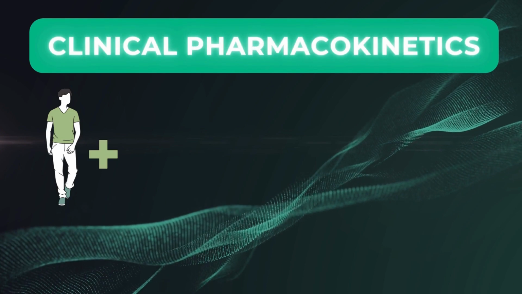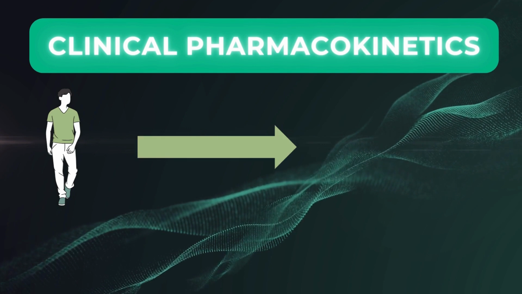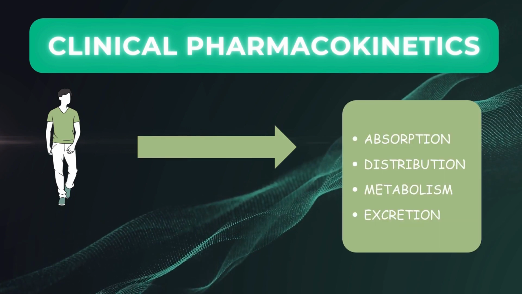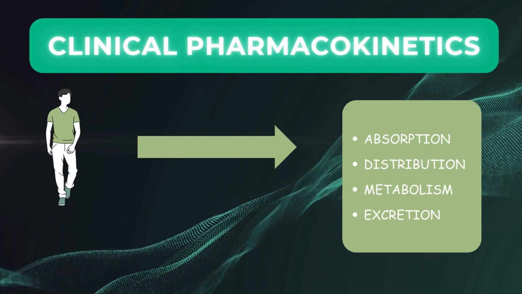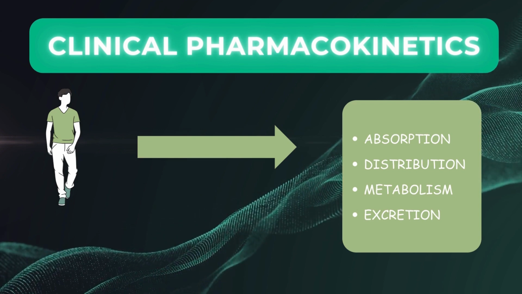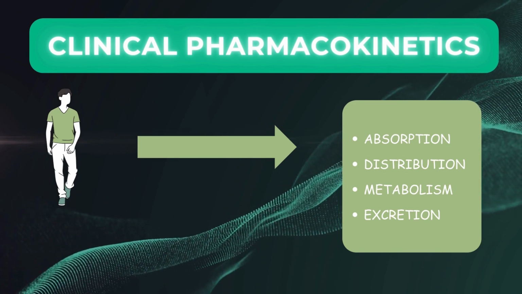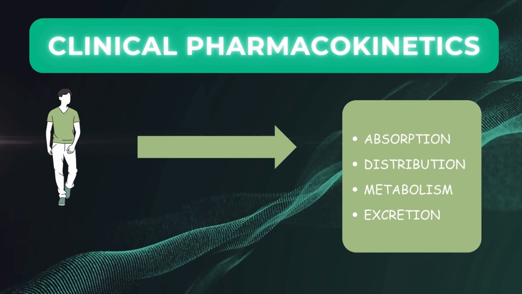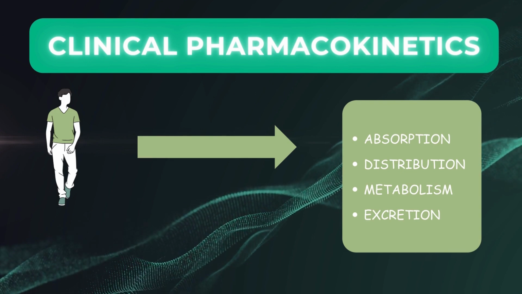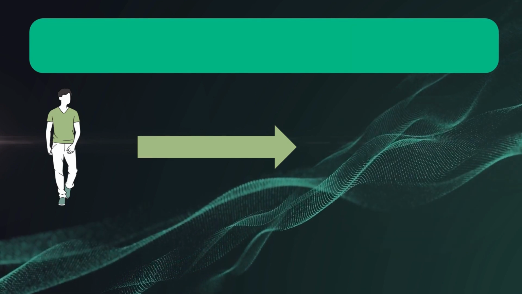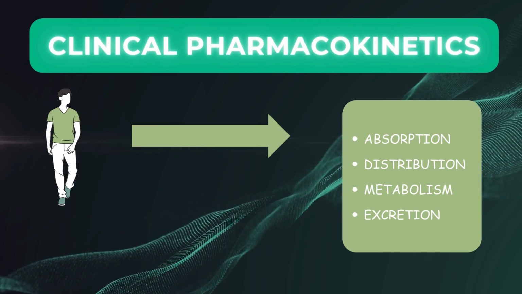Example, this person took a painkiller. Here in clinical pharmacokinetics we study absorption, that is, how a drug enters the bloodstream after you take it. Here, how the painkiller pill is absorbed in the stomach and intestines before entering the bloodstream. Distribution, that is, how the drug spreads through the body and reaches different organs or tissues. Metabolism, how the drug is broken down, often by the liver. Excretion, how the drug leaves the body, usually through the kidneys and urine.